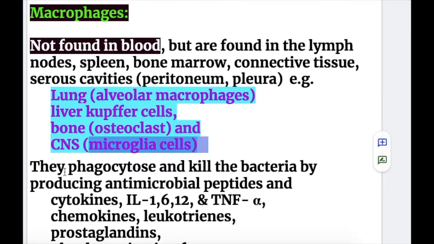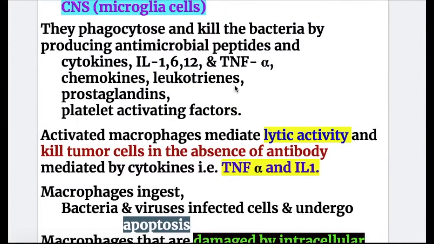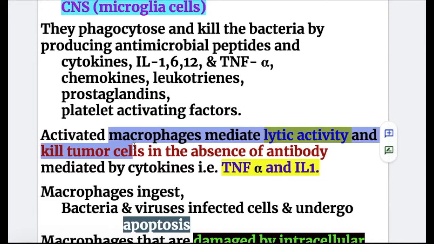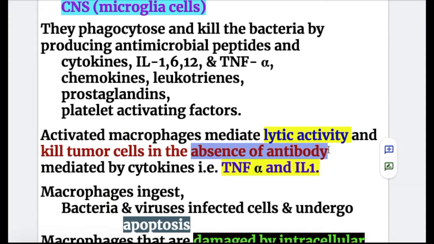Like monocytes, they also produce hydrogen peroxide, nitric oxide, and phagocytose and kill the bacteria by producing antimicrobial peptide and cytokines, interleukin 1, 6, and 12, and TNF-alpha, chemokines, leukotrienes, prostaglandins, and platelet activating factors. Activated macrophages mediate lytic activity and kill tumor cells in the absence of antibody, mediated by cytokines, that is TNF-alpha and interleukin 1.